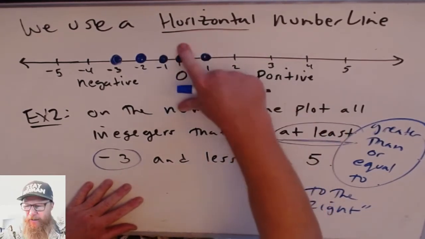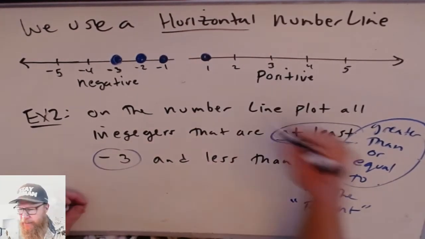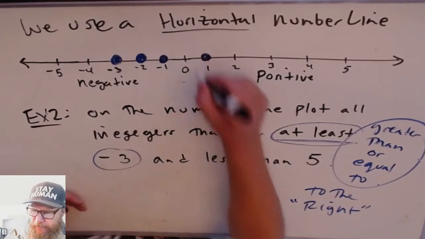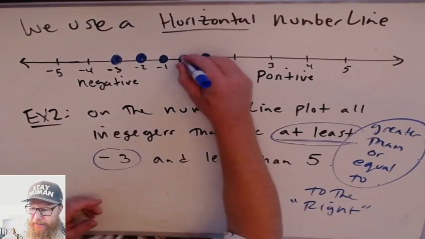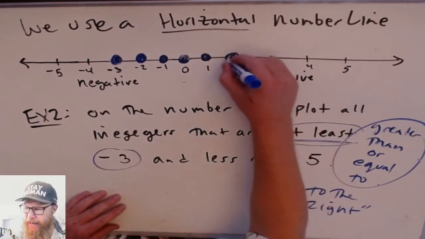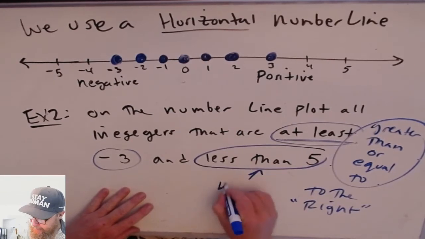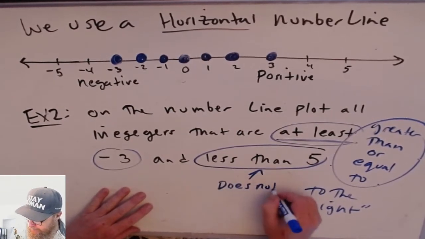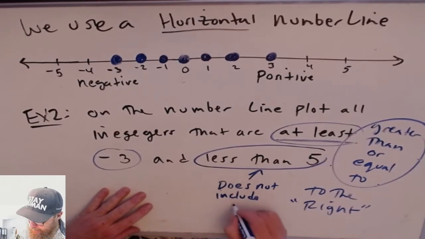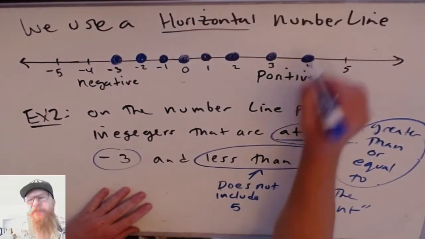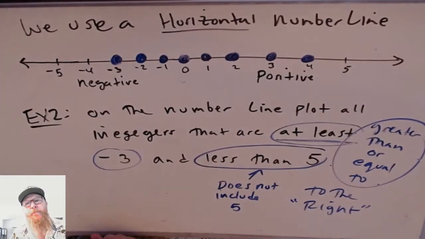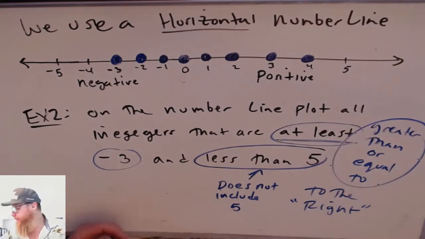I know my 0 is kind of funky here. Let me fix that. There we go. They should be equally spaced, at least relatively. Now we got to be careful. Less than does not include the number 5. So we're going to stop at 4. So these are all the integers that are at least -3 and less than 5.